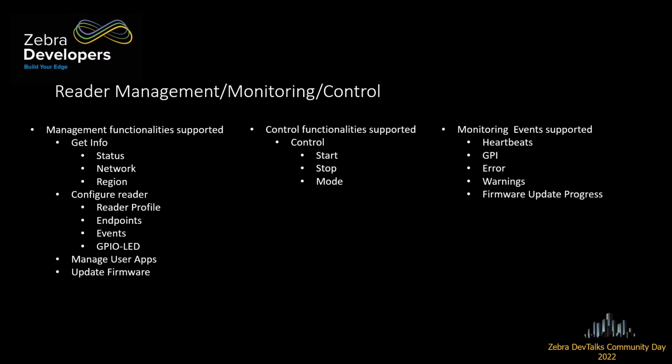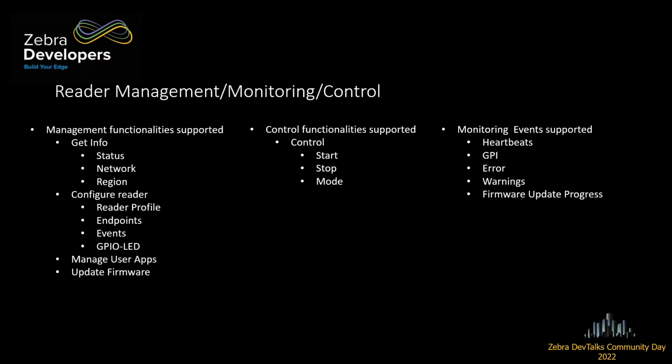Moving on. So yeah, I mentioned the different interfaces. There is management, monitoring, and control. The data interface will be just pure tag data going over the data interface. But in terms of management, monitoring, and control, what are the different things that are supported by IoT Connector? If you look at the management functionalities, you can perform operations like getting the information about the reader. That includes the status of the reader, the network configuration, and the region configuration of the reader.